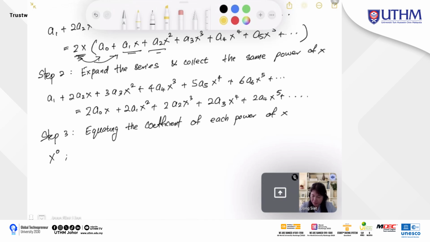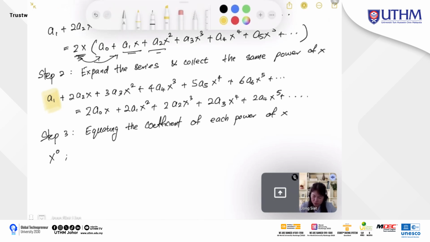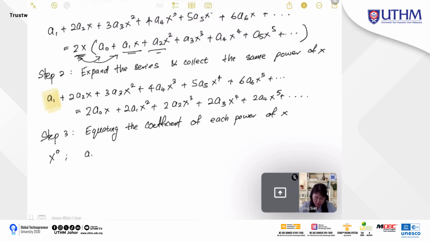Let me highlight. X power of 0 is this one. Okay, left hand side is a1. Right hand side, you don't have anything for x power of 0. So what you need to do is you just write down a1 from the left hand side is a1, but at the right hand side you have nothing, so you put 0.